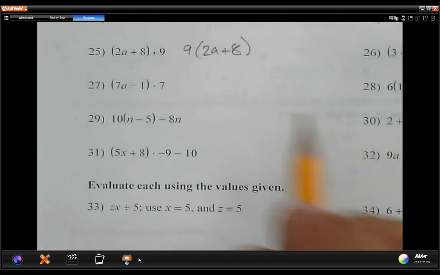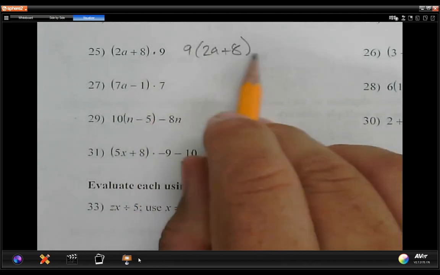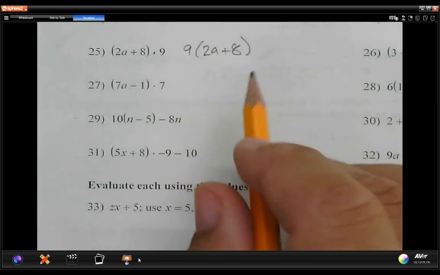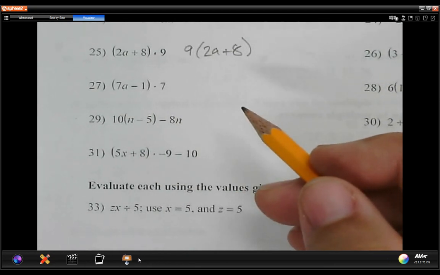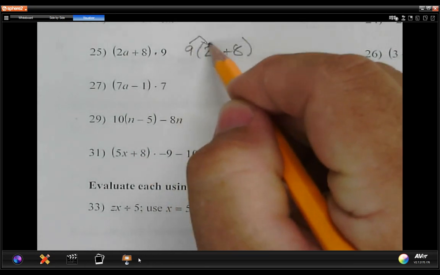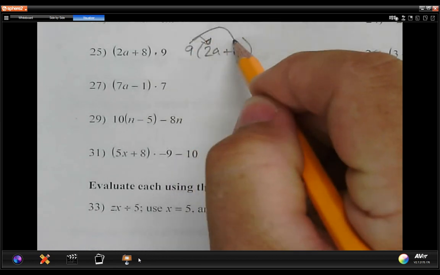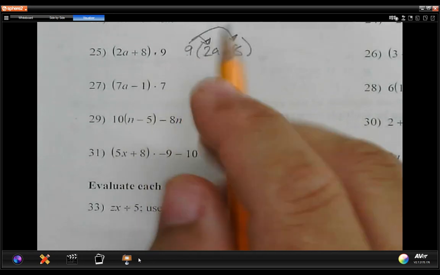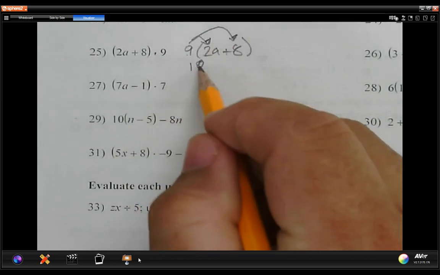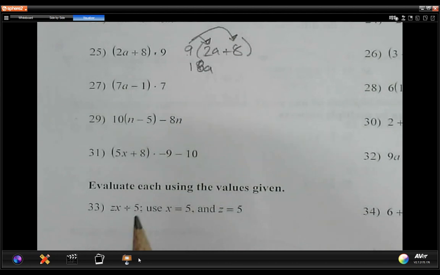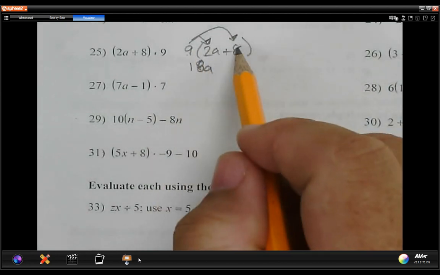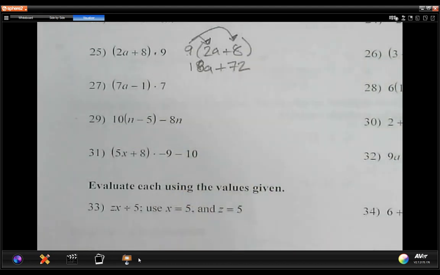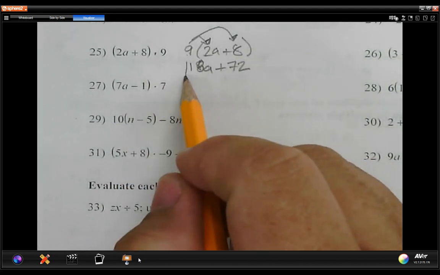So when you see one number that's being multiplied times a binomial, this is called a binomial where you have two terms, just like a bicycle has two tires. So when you see that, you need to distribute this 9, or multiply this 9, through every term. So here's what we end up with. 9 times 2 equals 18. The a just kind of comes along for the ride. And then we have 9 times positive 8. Well, 9 times positive 8 is 72. So our final answer here is 18a plus 72.